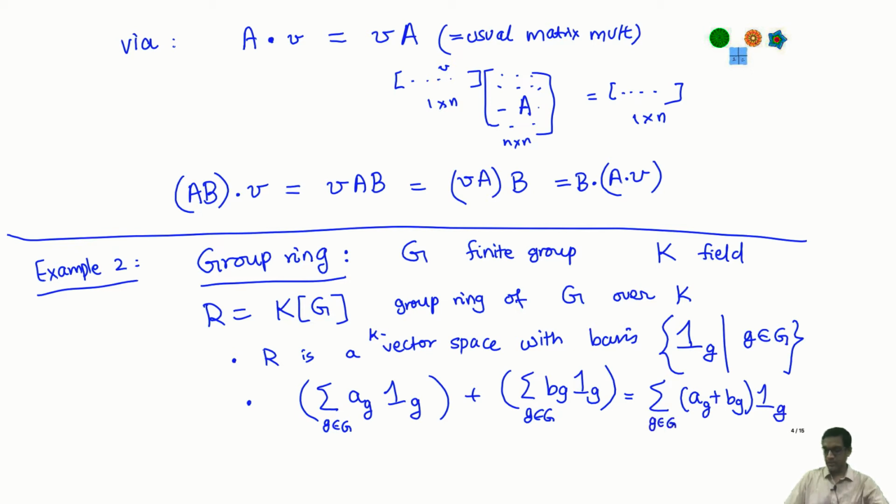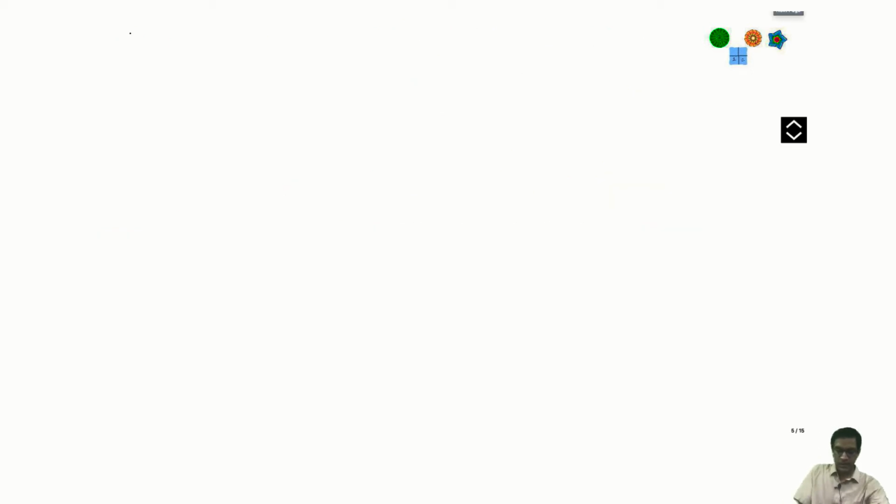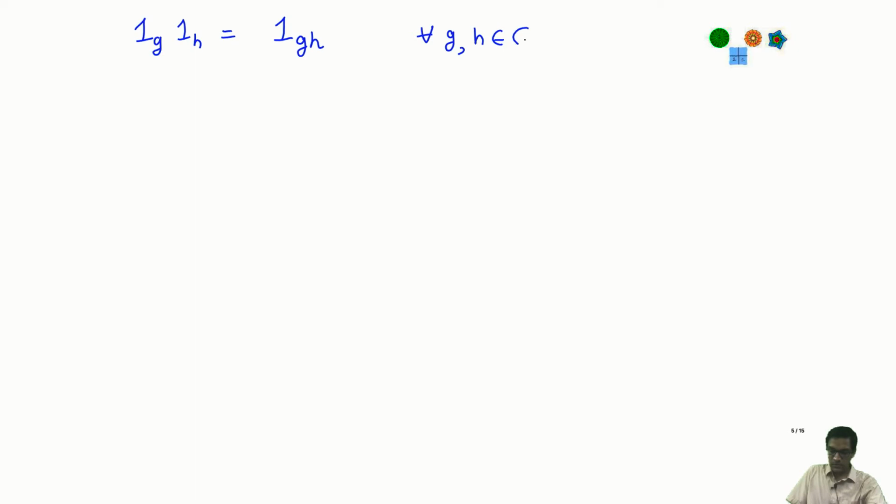Okay, so that's the operation of addition in this group ring. And recall multiplication can be defined as follows. It's enough to define it on the basis elements. If I take the product of the element 1_G with the element 1_H, it just gives me the element 1_{GH} corresponding to the product G into H. So this was the definition of the multiplication.